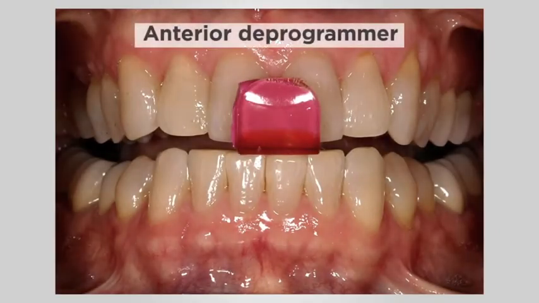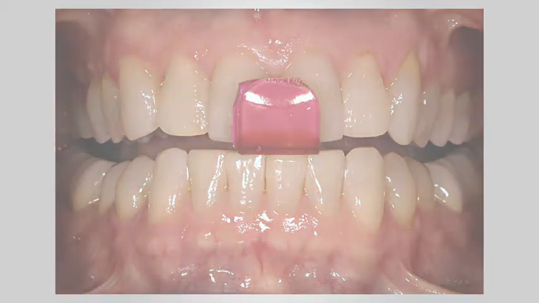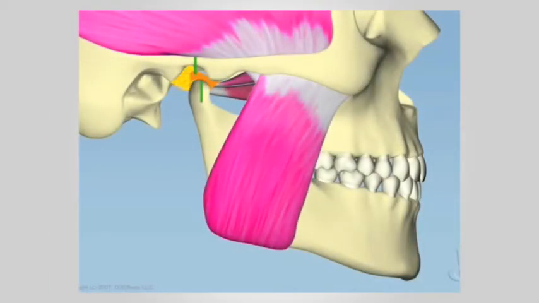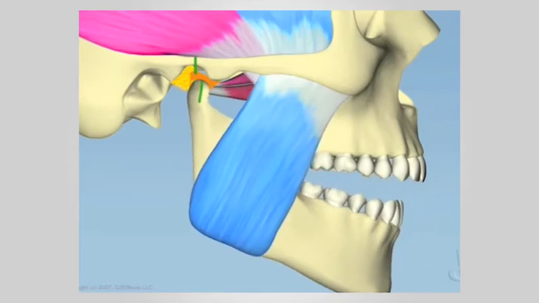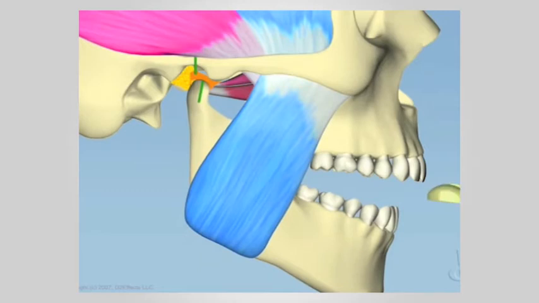This is what's called an anterior deprogrammer. It's simply a piece of plastic that's held in place with some bite registration paste. It keeps the back teeth from touching. By doing that, the muscles begin to relax a little bit, because what happens when people clench is that all the positioning muscles are firing.